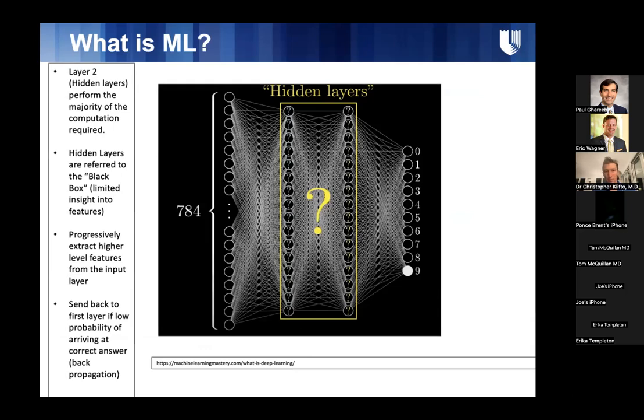Layer 2 is something called the hidden layer. This is where most of the computations are performed, and this is where all the science goes. The hidden layers are referred to as the black box, which is limited in insights and features. But essentially, this is where everything happens. It creates higher-level computational algorithms that will give us the highest probability of getting the number 3 that we unraveled into these pixels, so that every number 3 put into the system would be the correct number 3 prediction.